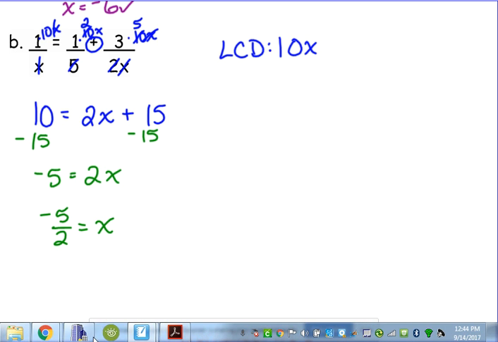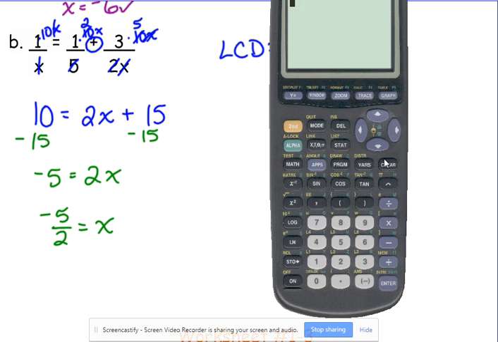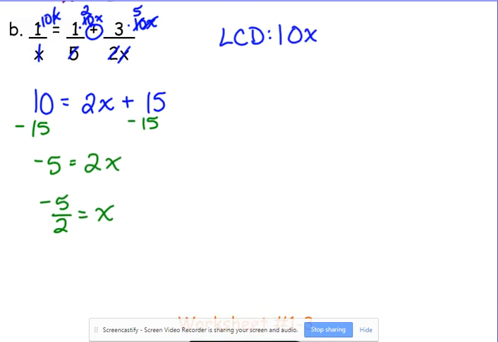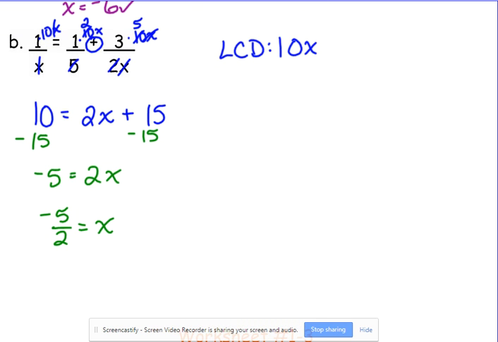Plug it back in. Just be careful when you plug it back in that that's a fraction, so you have to put parentheses around it. So the left side is equal to negative 0.4. Let's check the right side. 1/5 plus 3 over, you have to put parentheses over that, 2 times negative 5 over 2. Negative 0.4. Okay? Always check it. Okay, so we're starting simple.